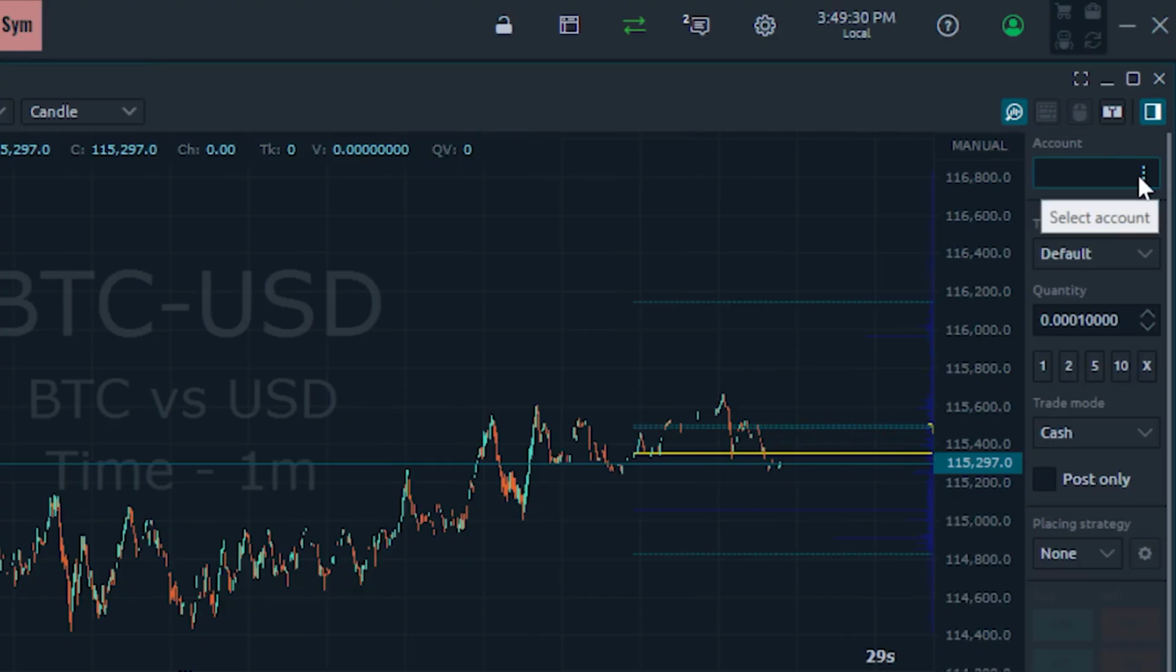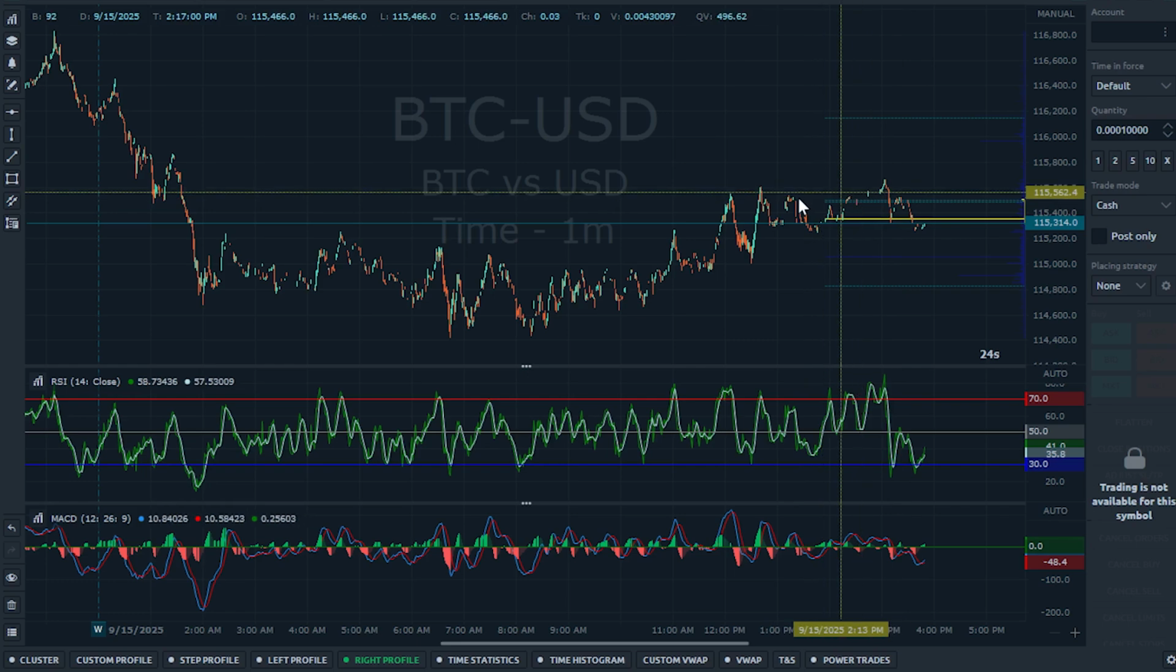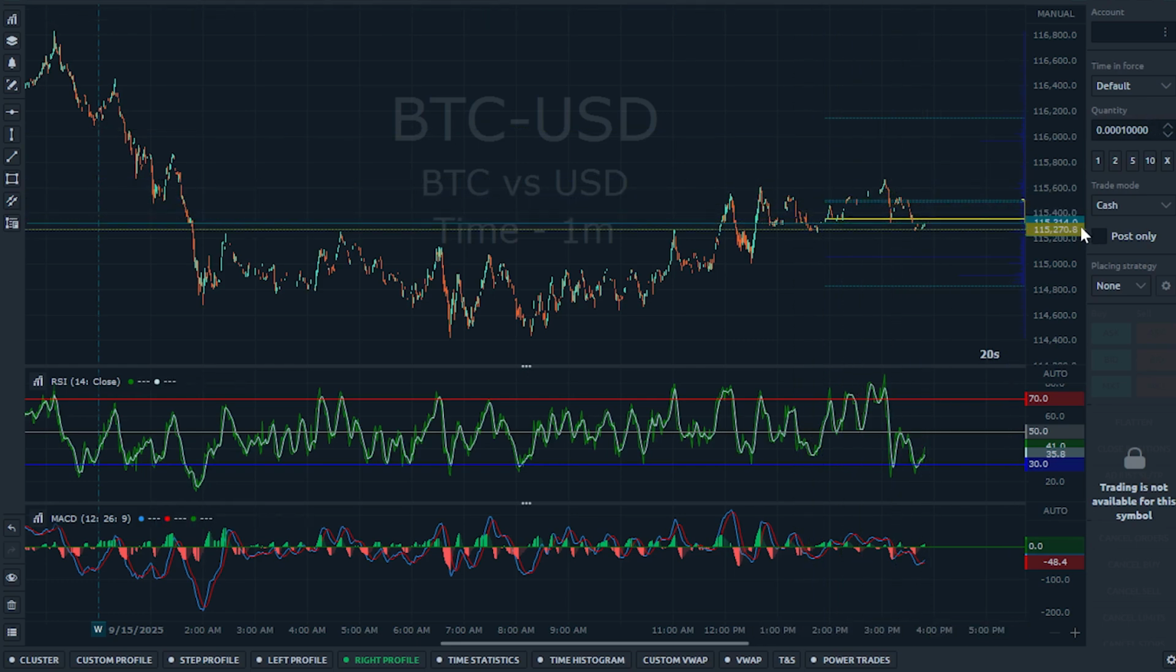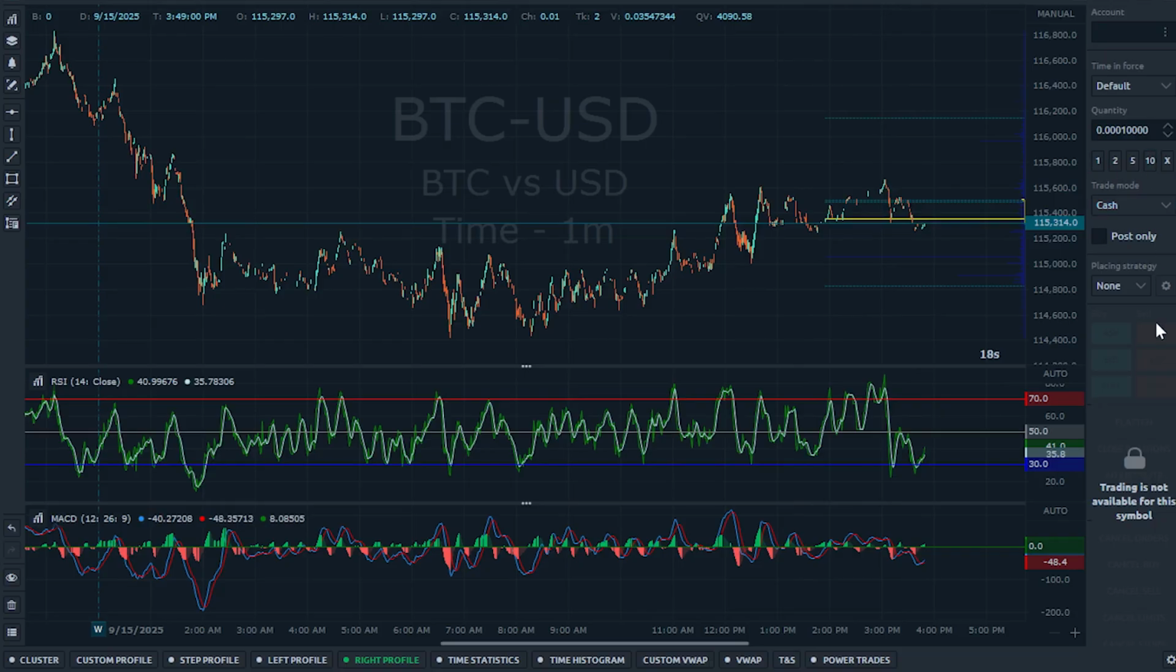So if you have a brokerage connection, you can quickly swap between your different accounts, place trades directly from your chart, so you can enter limit orders directly just by clicking on the chart, set your position size, and go. Really fast-paced, really great for day trading strategies like scalping or just fast-paced strategies.